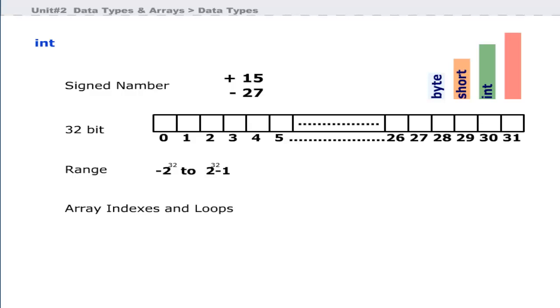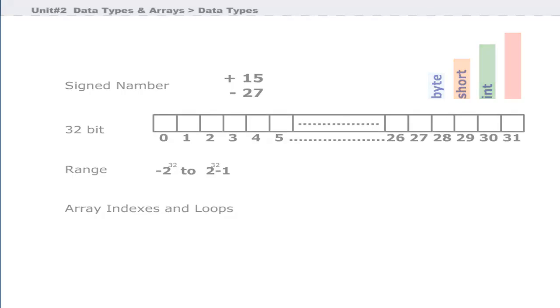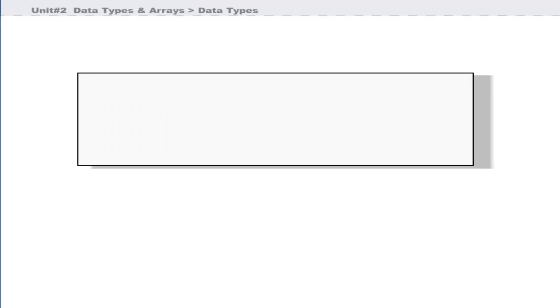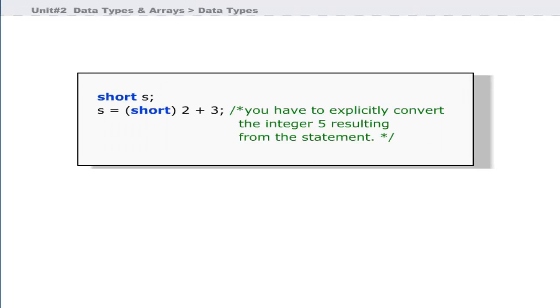Java uses integers to make calculations. If you are using short or byte variables for calculations, Java promotes these types into int internally. For example, look at this example. You have to explicitly convert the integer 5 resulting from the second statement.